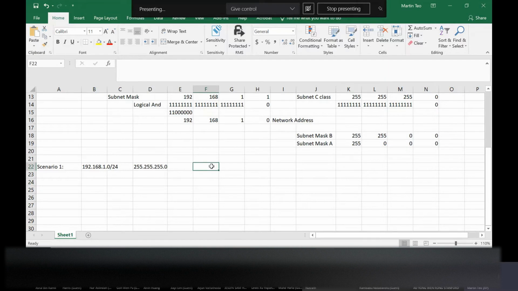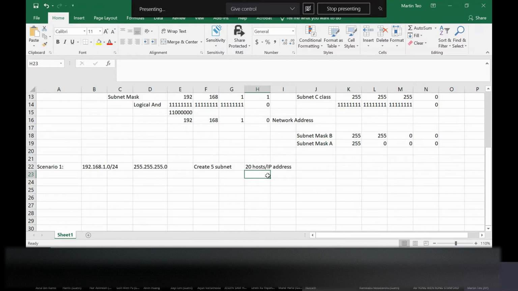Then there will be requirements. For example, I want 5 departments, so they will ask you to create 5 subnets, for maybe HR, marketing, engineering, and sales. For each one of them, how many host IP addresses do I want? I want 20 hosts or IP addresses. Create 5 subnets with 20 hosts in each subnet.